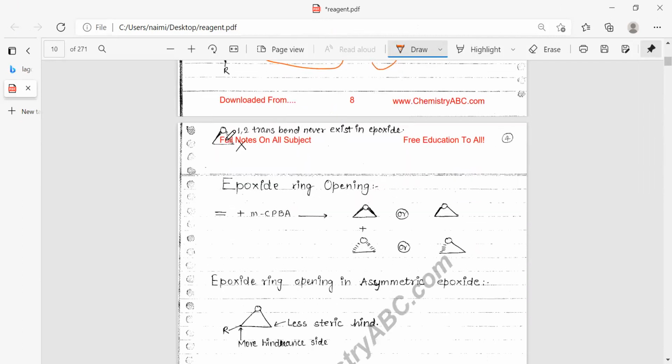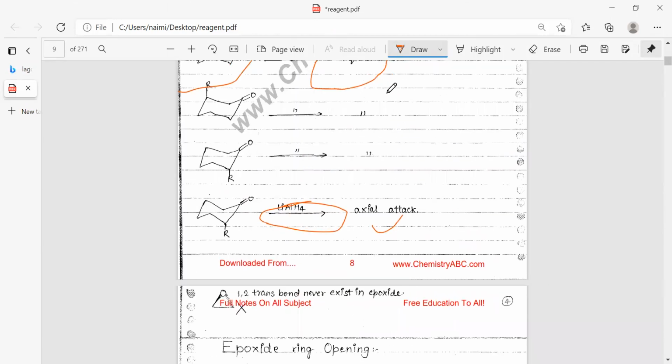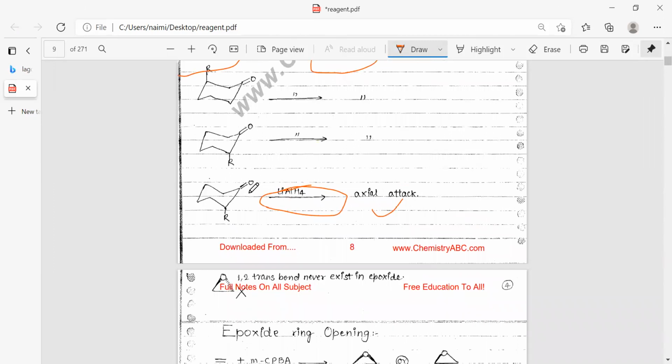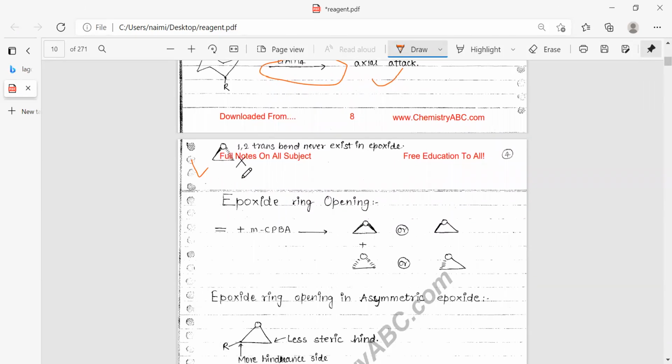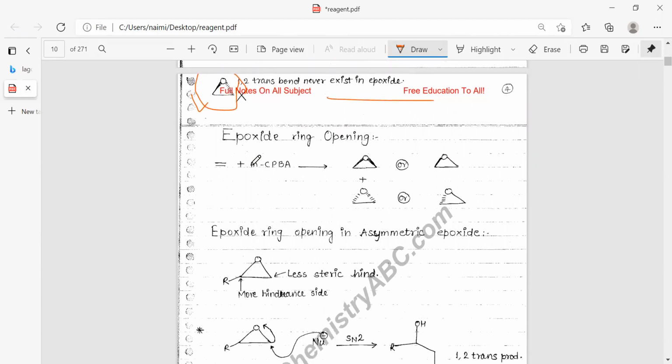Okay, simple. Yes, actually it is the first lecture. I have explained some of the part. So today we will talk about the epoxide ring opening. This epoxide ring is not possible. The trans bond never exists in an epoxide. In several questions, this product is given, so it will not always be your product.